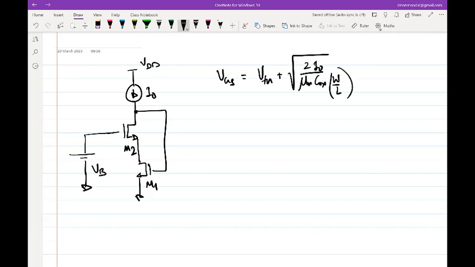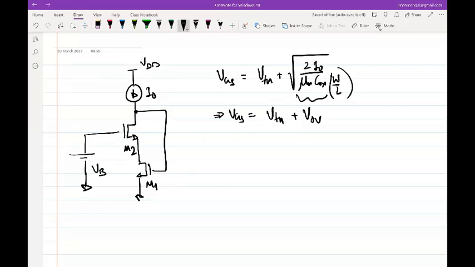For any of these transistors, depending upon what the W/L is and what the VTH is, the values will change, but this is essentially a very useful way of going about analyzing this. And given that this part is V overdrive, I will just call it V overdrive and use this going forward.